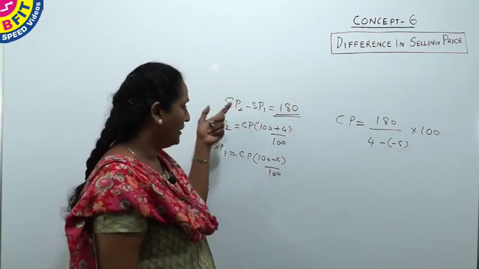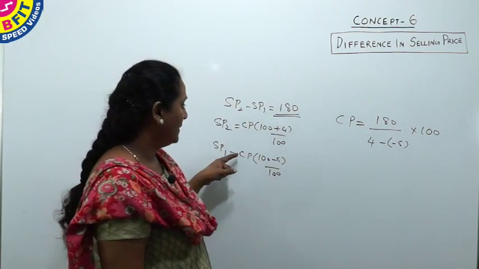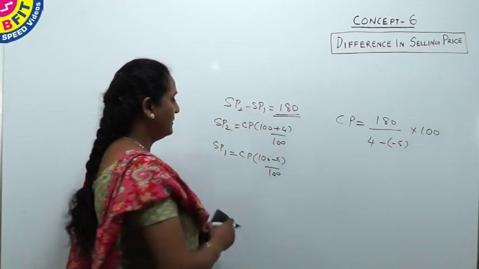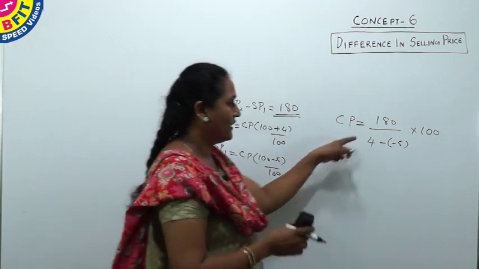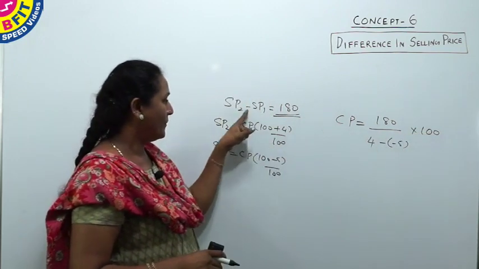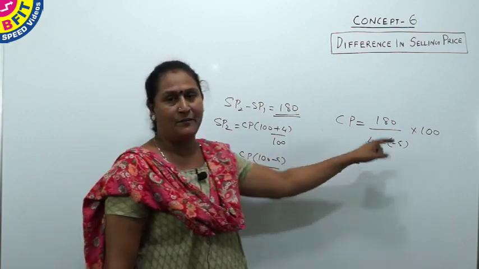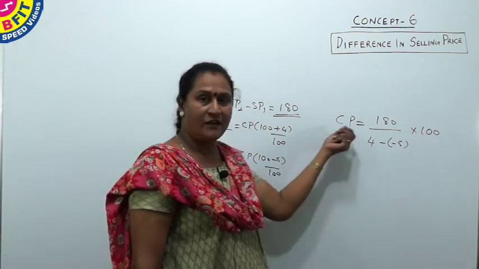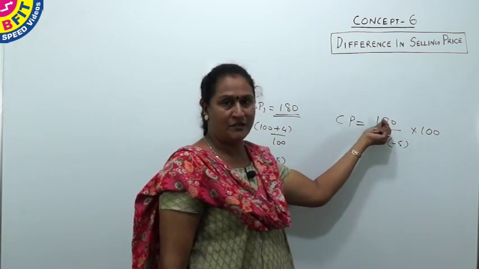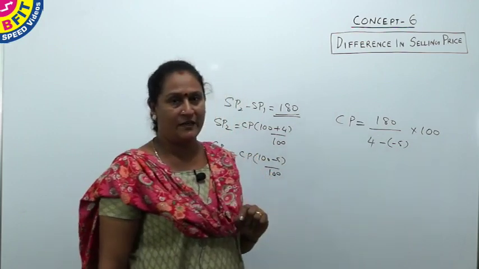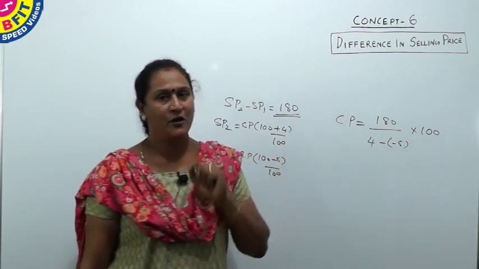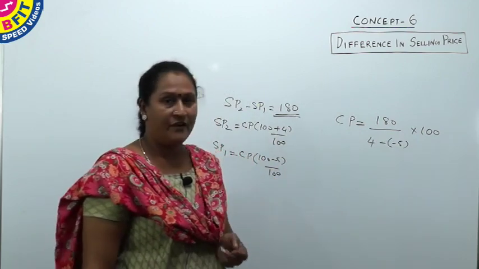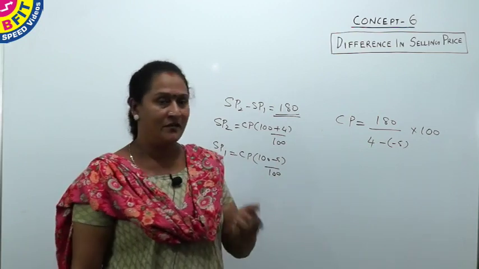So instead of substituting in all this and doing the working, here the cost price is got by the difference in selling price. When you substitute here, this 100 goes to the other side. So 180 into 100, and it is 4 minus of minus, it will become plus. So when the difference in selling prices is given, instead of working all this, we can find the cost price by writing the difference in selling price in the numerator, and in the denominator the difference in profit percent. If it is one profit and the other loss, then we will add. If both profit, we will subtract, or both loss, we will subtract.